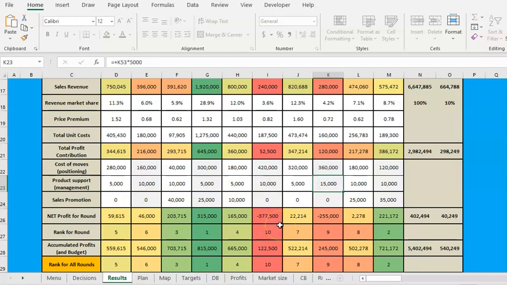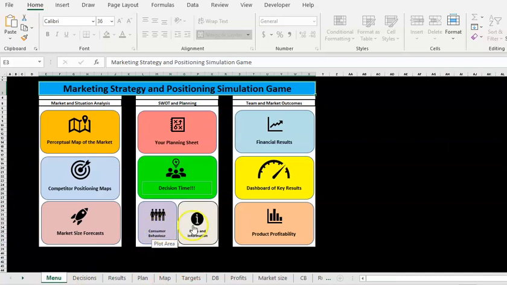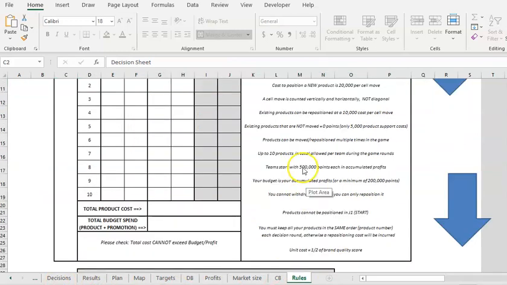Sales promotion. So again we've got this side-by-side comparison. Profit for the round, ranking, and accumulated profits and budget. So that becomes the budget for next round. So this team is well placed. They've got $800 to spend. This team basically won't have that. But if we go to our rules and information, which is here, teams start with 500,000 points to spend on their budget, and it goes up to a maximum, with a minimum of 200.